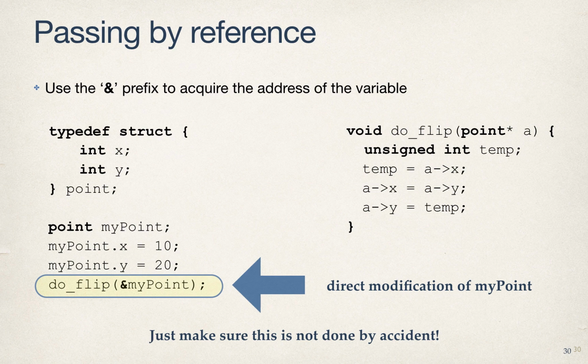The trouble is that reason might be for efficiency, right? But what if the reason is because it's in-place modification? That could be quite surprising to you. You didn't think that my point would get changed. Well, it's been changed.